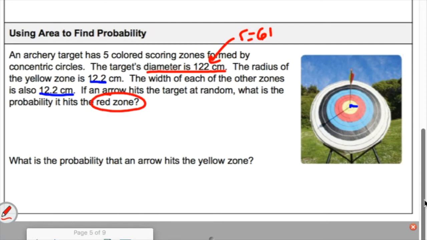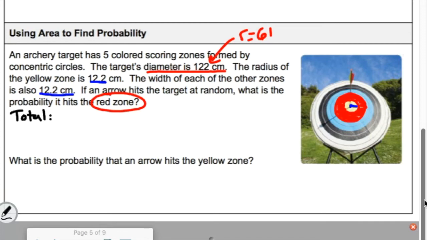So if I want to know the probability of hitting red, that's this zone here. It's like a donut. So if I hit yellow, that's better than hitting red. So I'm looking for this area here. All right, so I'm going to need the total area. I'm going to need that red donut area, and then I can divide the two. So it's kind of a couple steps here, but we're going to do the entire thing. So the total, we'll get that done right now.